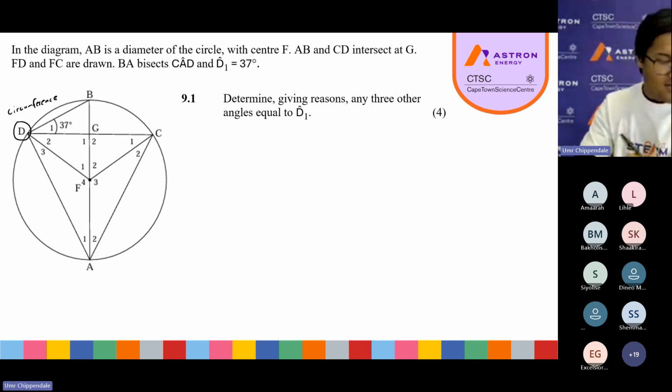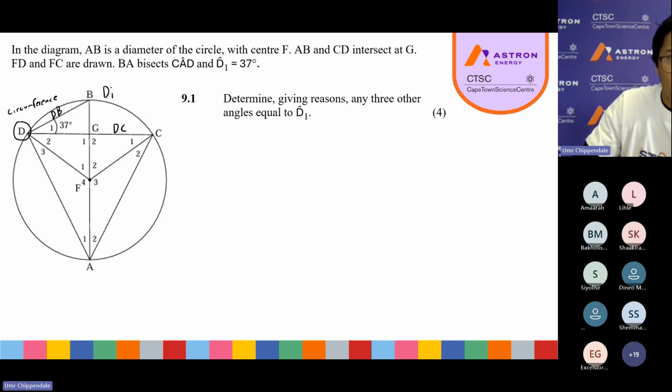Two times the angle of circumference, but now at least we know that is angle D. We know that angle D1 is between two different chords. It's between chord D and B, and if we follow it along, it's also between D and C. So that's where we get our angle D1 from.